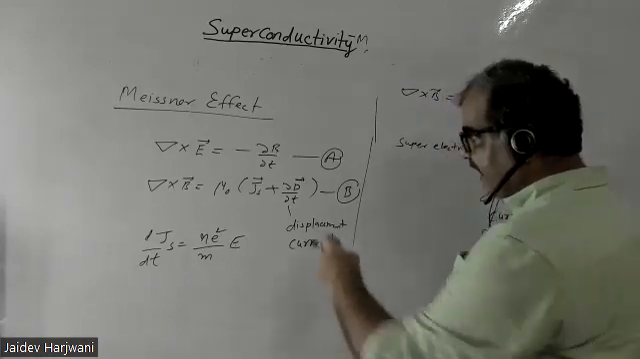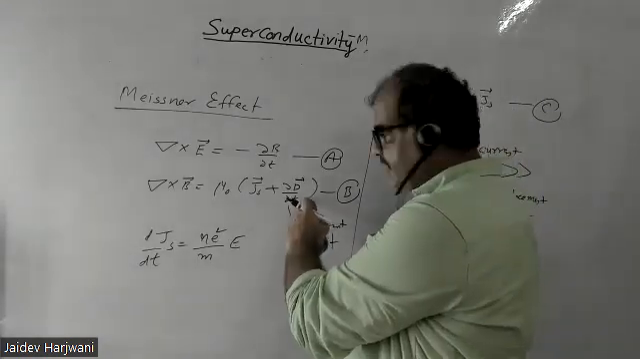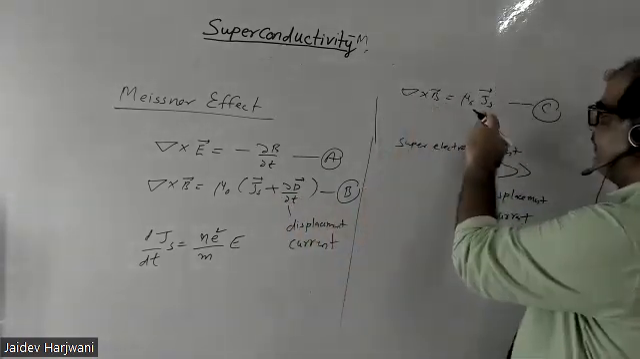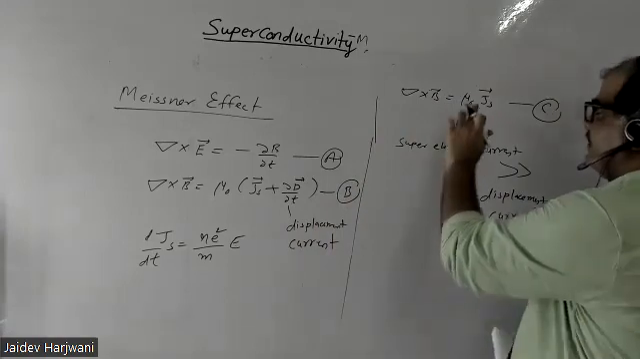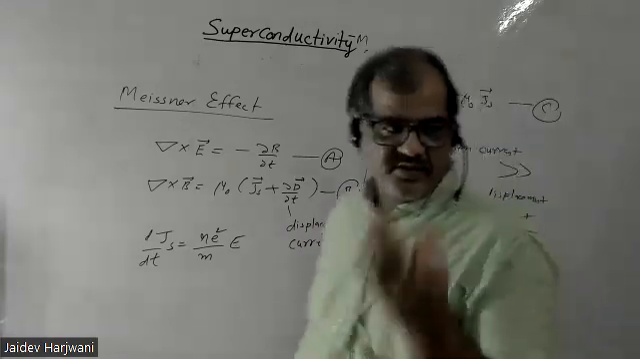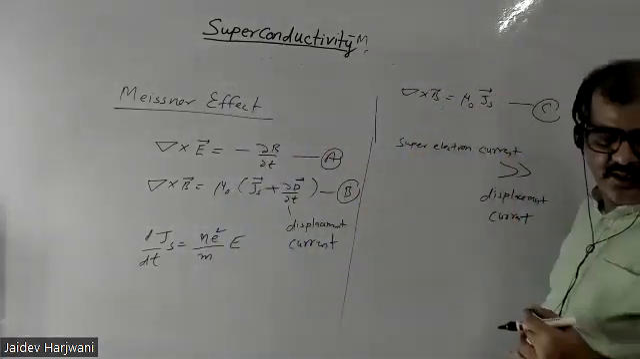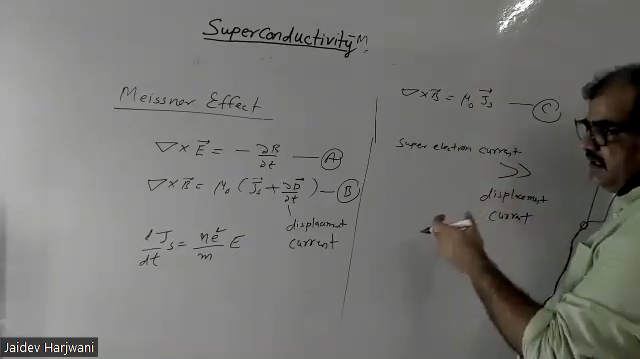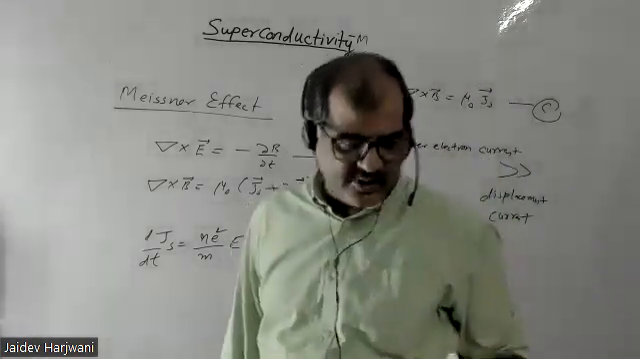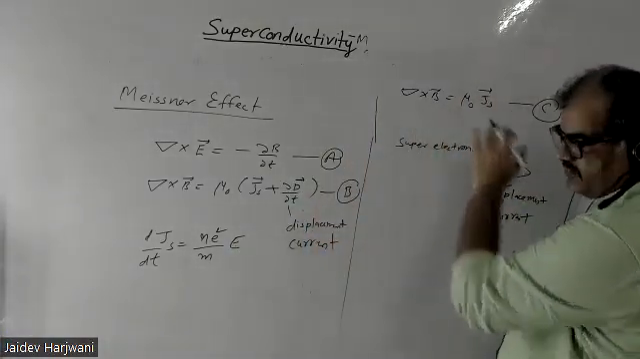This is what I am calling the displacement current. In a superconducting state, this current is negligible, so I can neglect this part and simply write this one. This formula is also true for stationary current: if there is no changing electric field, you still write del cross B is equal to mu zero JS. Displacement current is very small, so we can neglect it compared to this current.